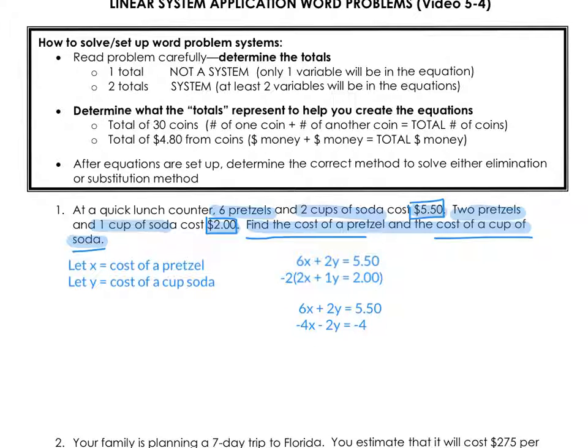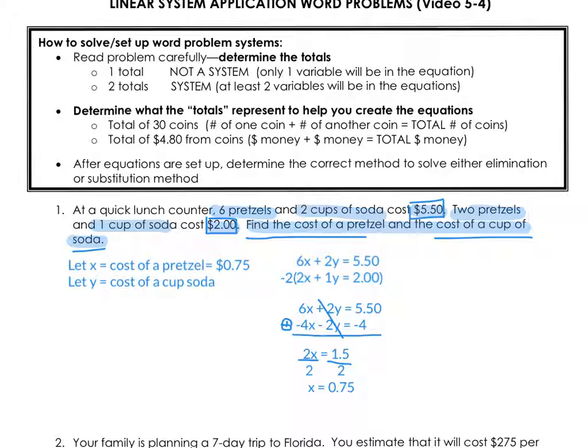And now I can go ahead and combine these two equations so that I get rid of one of the variables. 6x minus 4x gives me 2x. And then I have the 2y minus 2y when I combine it. And you can put an addition out front here if you want. We're going to add these two equations together because they have the same number in front with different signs. And then when I have 5.50 minus 4, I get 1.5, or $1.50. Then to get x by itself, I'm going to divide both sides by 2. And I get x equals 0.75. So the cost of a pretzel is going to be 75 cents.